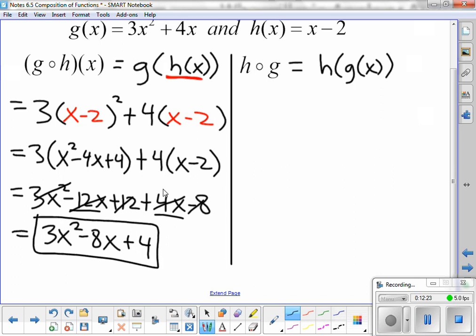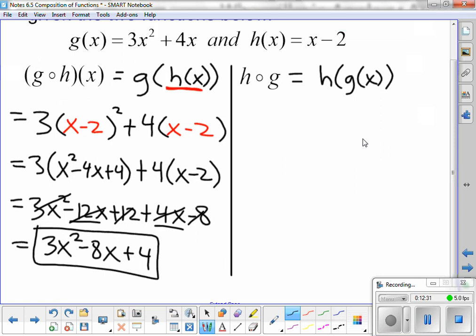There you go. That is your composition of g of h. Okay, composition of h of g. So one thing I want you to notice here is that all I did is I switched my h with my g. So instead of taking h inside of g, I'm now taking g inside of h.